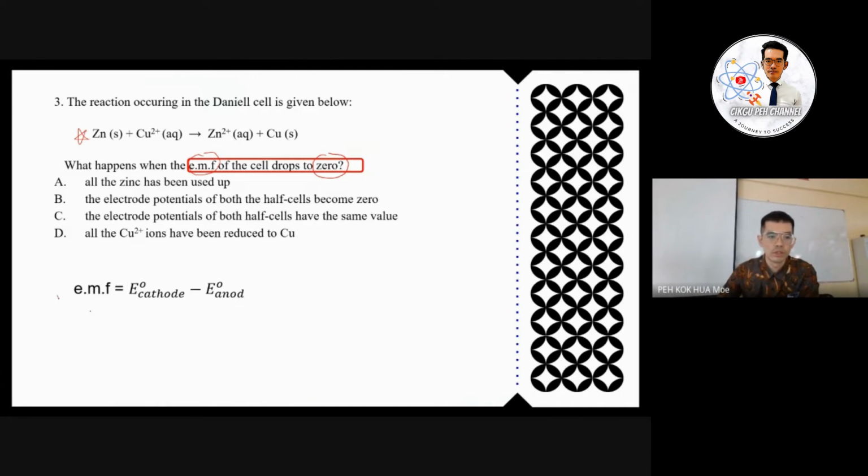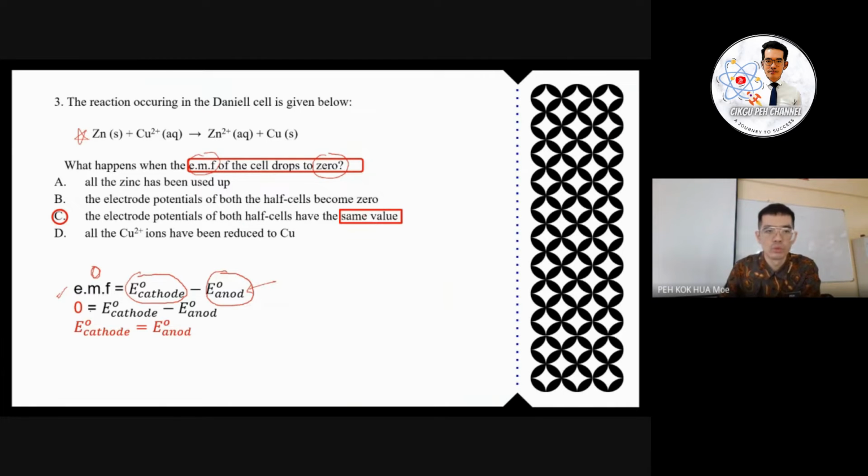Here is the common formula we use to calculate the EMF. Here will be the E0 value for the cathode, and here the E0 value for the other half cell. When the EMF becomes 0, the E0 of the cathode will be equal to the E0 of the anode. So the best answer here is C, where the electrode potential of both half cells have the same value.